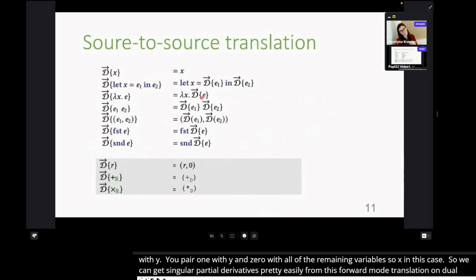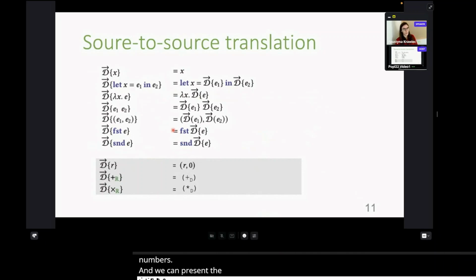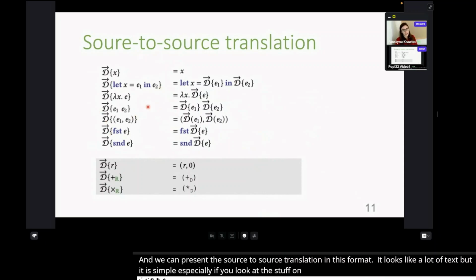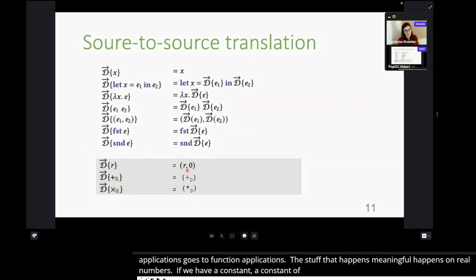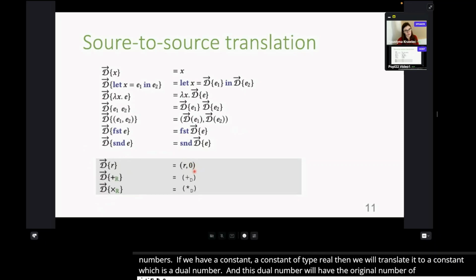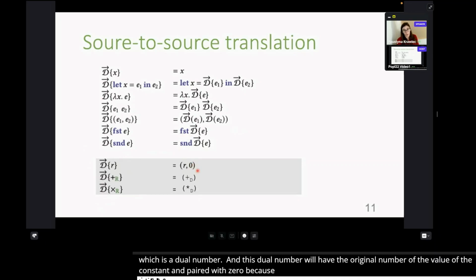And we can present this source-to-source translation in this format, and it looks like a lot of text, but it's actually really simple, especially if you look at the stuff on the white background. That's nearly homomorphic: pairs go to pairs, function applications go to function applications. Nothing really happens. All the work that's really meaningful in this source-to-source translation happens on real numbers. So if we have a constant of type real, then we will translate it to a constant which is a dual number. And this dual number will have the original value of the constant, paired with a 0, because the derivatives of constants are always 0.